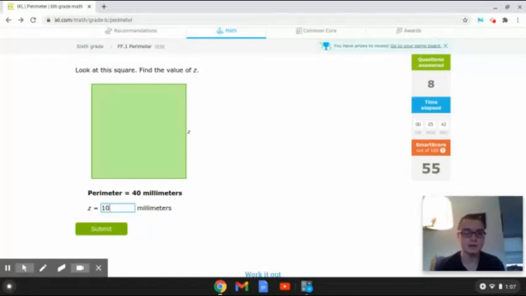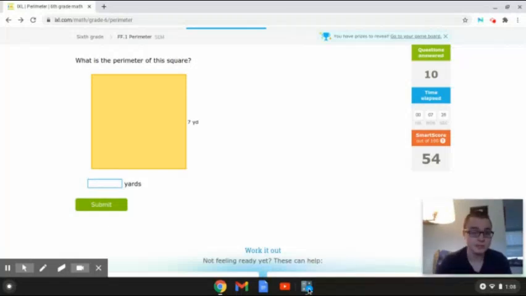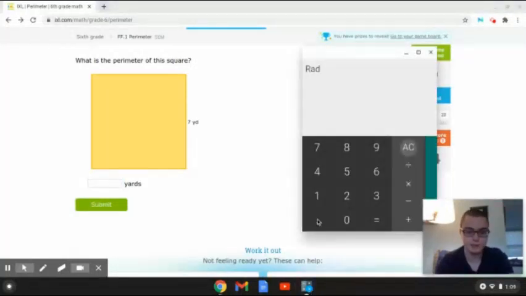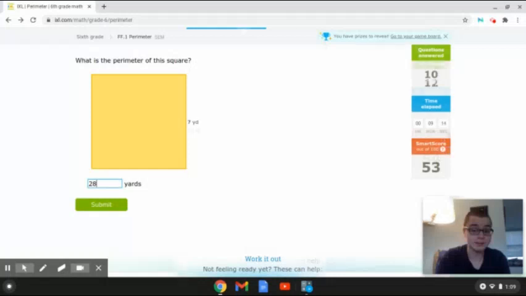So let's move on to another one. Alright, so this next problem reads, what is the perimeter of this square? Okay, so now we have to figure out the perimeter because we were trying to figure out the sides in the last few problems. And the way that we're going to do that is, since a square has 4 equal sides, we're going to multiply 7 times 4. Okay, so that will give us 28. So the perimeter of this square is 28 yards. And that is how to solve this problem. So I'm going to be doing a couple more with you guys.